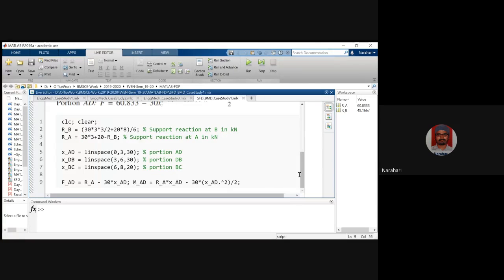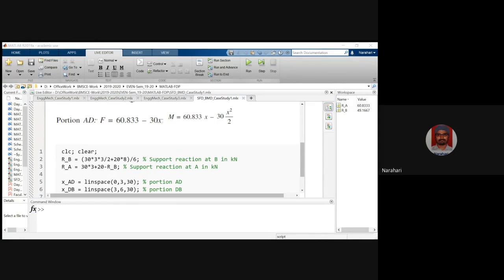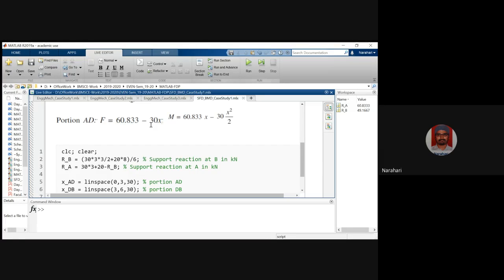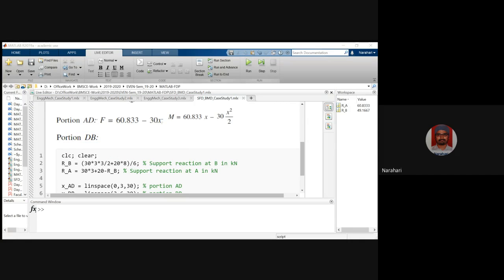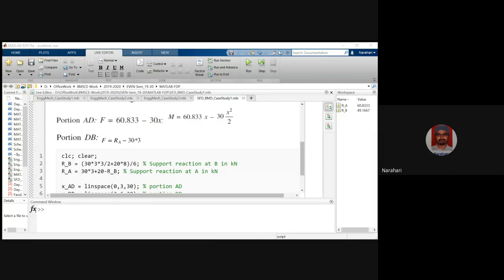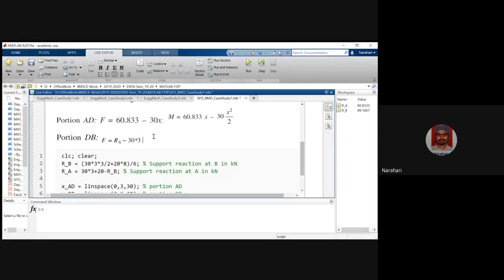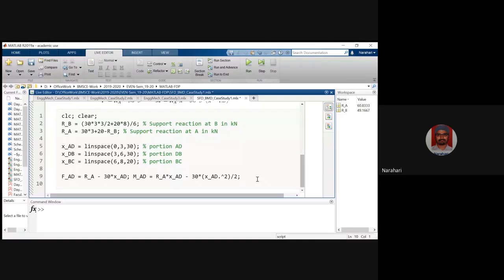So this is the portion AD. Now for portion DB, I have to hurry up a little bit. This is F and this is your moment, right? So this is the moment expression, this is the force expression. So for that, if I code, it will be something like this.